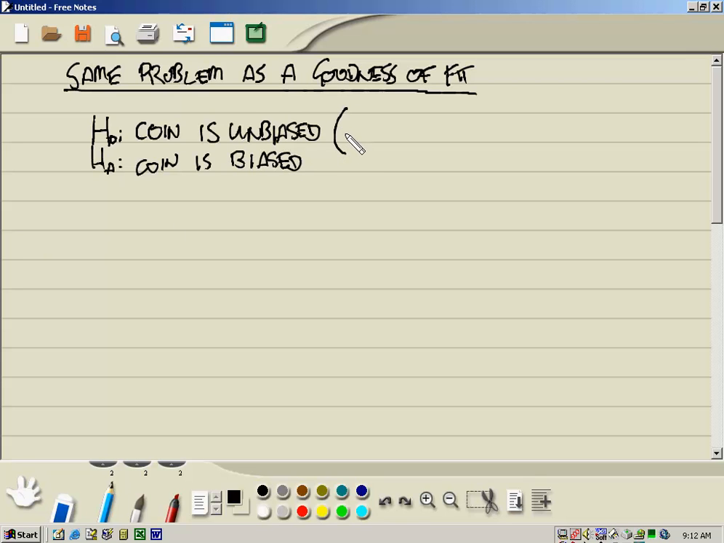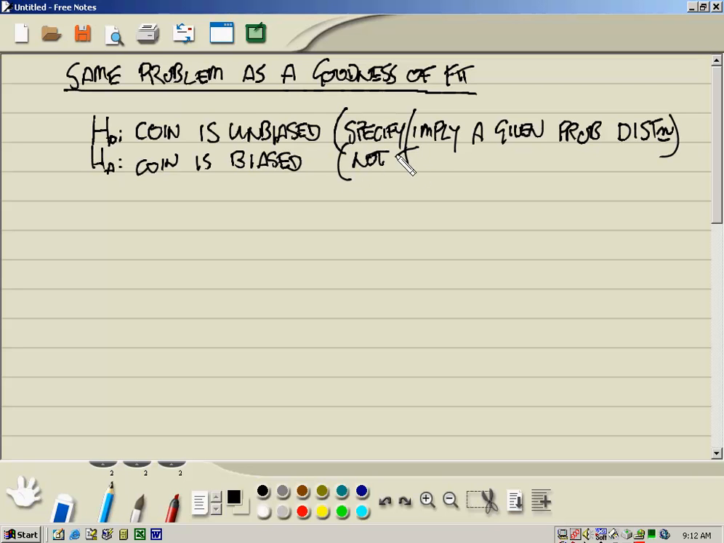In general, the null hypothesis will specify or imply a given probability distribution. And of course the alternate then will be not that particular distribution. What distribution do we have here? Well, we have a simple distribution. The probability of a head is a half, probability of a tail is a half.